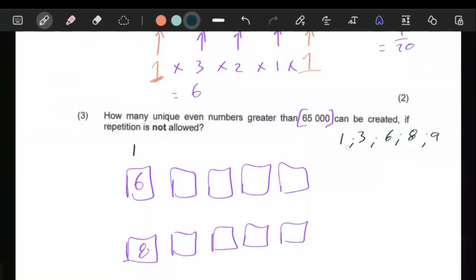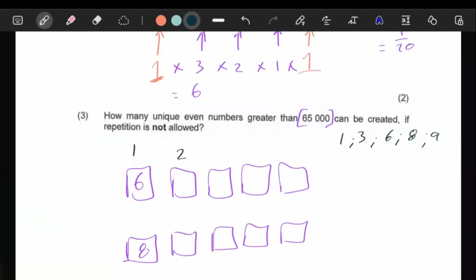So with these being the options, once you put a 6 over here, you have to remember that the next number cannot be a 3. You see, the next number can also not be a 1. Obviously, the next number cannot be a 6 because 6 is used up. So the only option left here is the 8 or the 9. So meaning the number of options for this slot is just 2 options, you see.